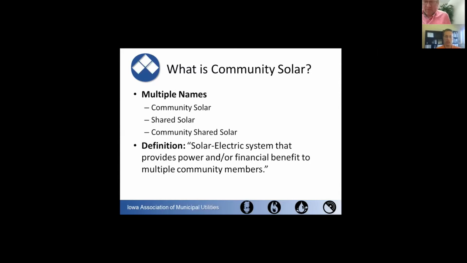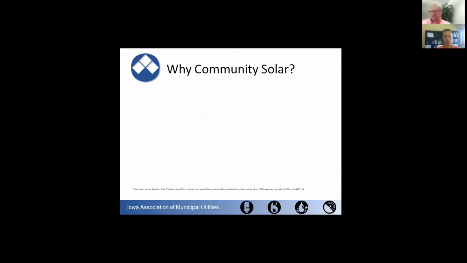And I think it's helpful to understand that this is in contrast to a solar array that is built to serve a single person or building or customer, such as a rooftop solar array on a home or business. So in community solar, there's multiple people coming together to own or take benefit from a solar array, to take that energy or that financial benefit. And there's quite a number of ways that can be done. And we'll get into that just a little bit on the next slide.